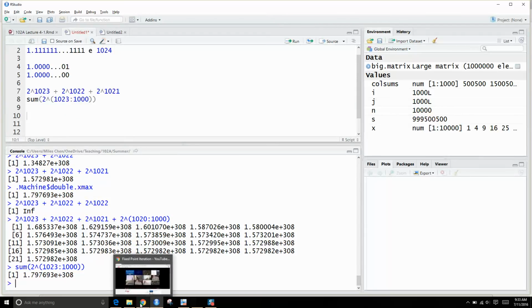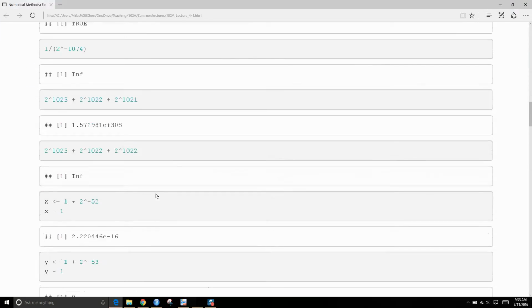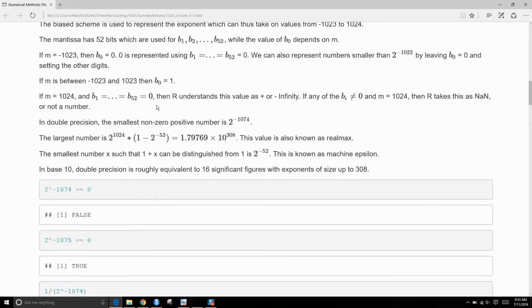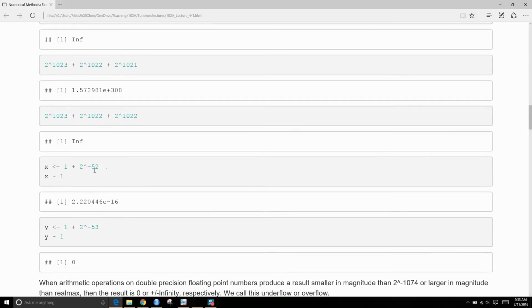Okay, so let's go back to here. Because the smallest value that we can distinguish between one number and another is 2 to the negative 52. Okay, so let's just see what happens.